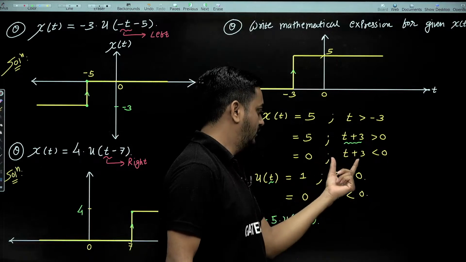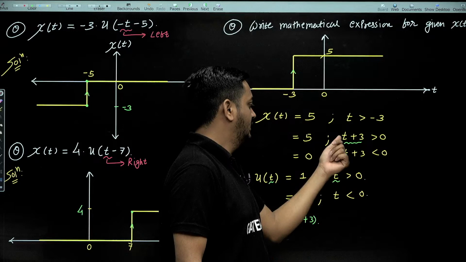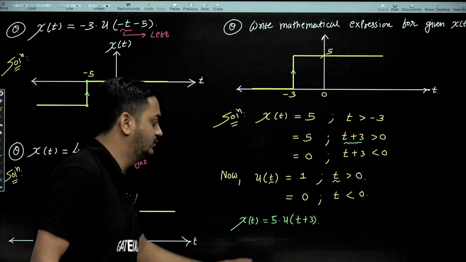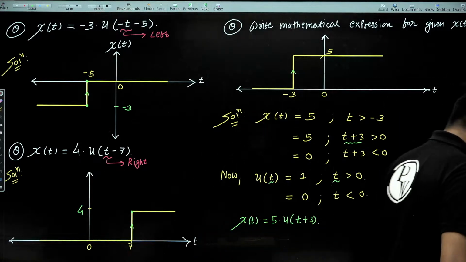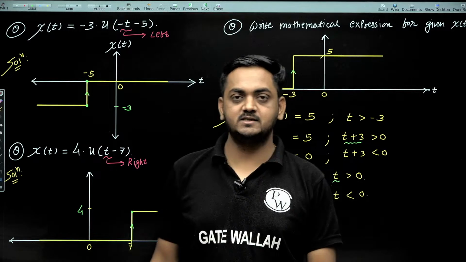So, first of all, convert into this standard format, greater than 0 format. So, t plus 3 greater than 0. That is why here u of t plus 3 amplitude is 5. Clear? This is the standard method, guys.